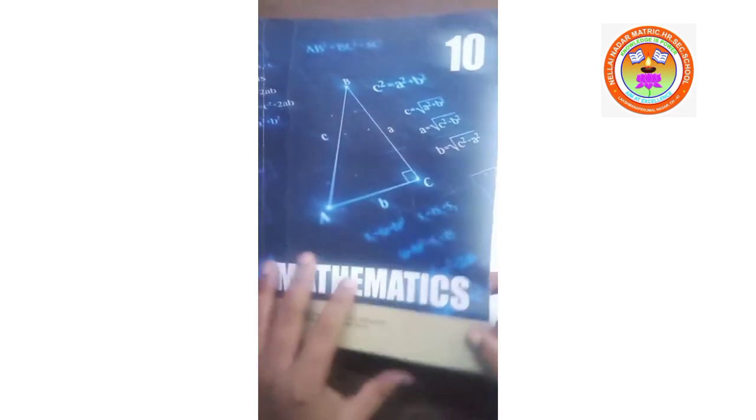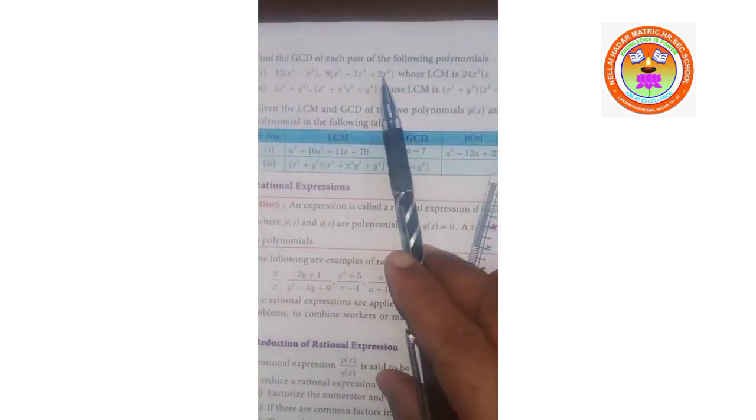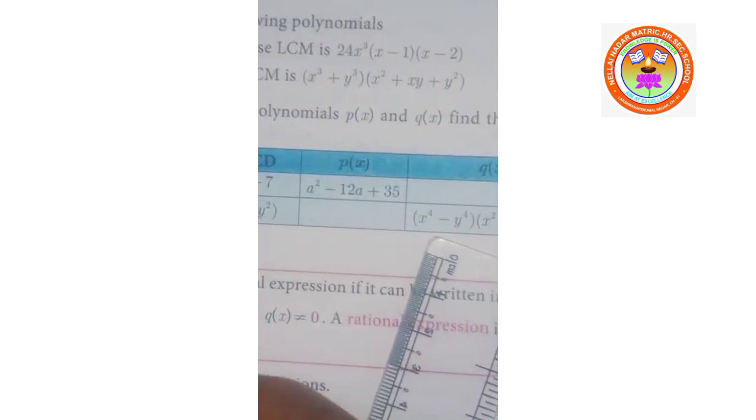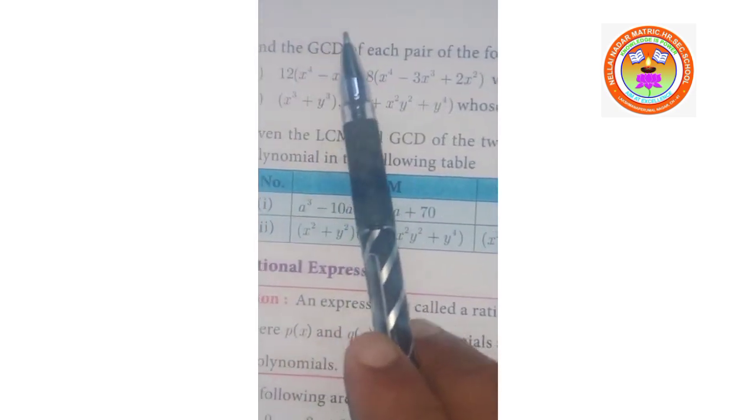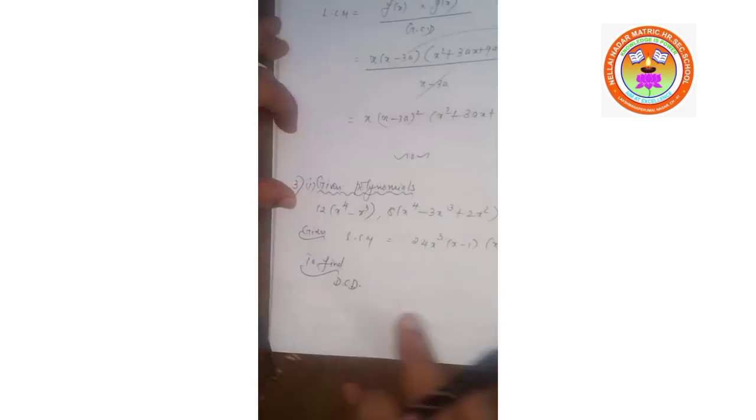10th standard mathematics, chapter number 3, continuation of exercise 3.3. Now problem number 3. Find the GCD of the following two polynomials whose LCM is given. Here you are given two polynomials and the LCM. You are asked to find out the GCD, greatest common divisor. Two polynomials, LCM, you have to find out GCD.